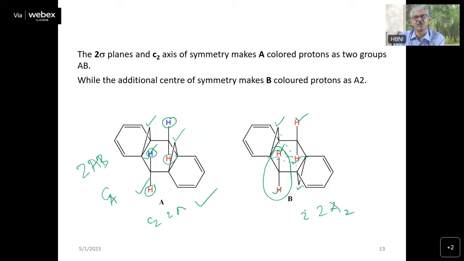So symmetry makes a lot of difference, and you will see plenty of examples in the literature where, although they have the same formula, only by changing the stereochemistry you will see a completely different spectral appearance.